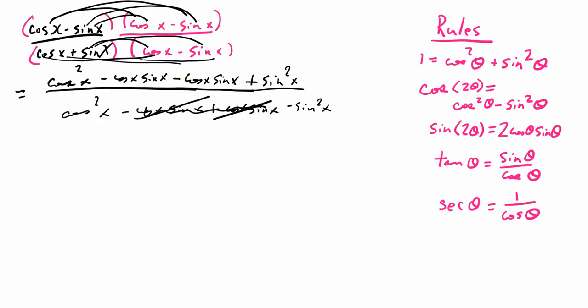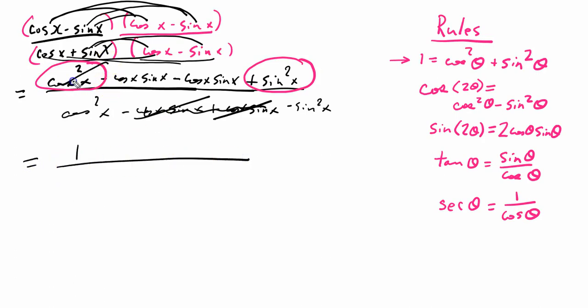And in the numerator, I can use this result because I have a sine squared x and a cosine squared x there. So those will be equal to 1. Okay, so now I'm done with that. And then I have minus cosine x sine x minus cosine x sine x, so I'm going to have minus 2 times cosine x sine x. And then left over in the denominator, I have cosine squared x minus sine squared x.